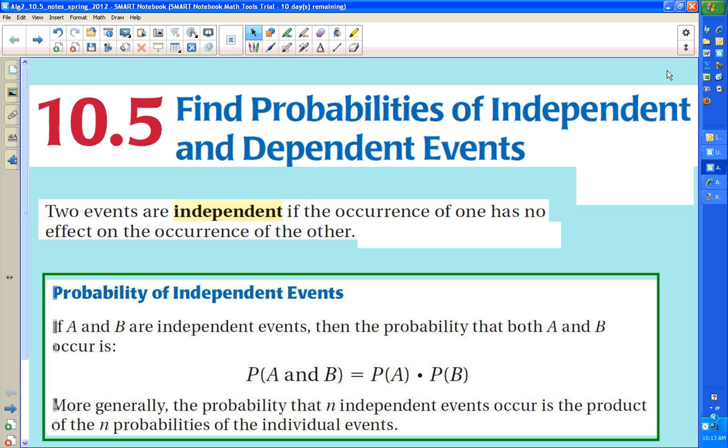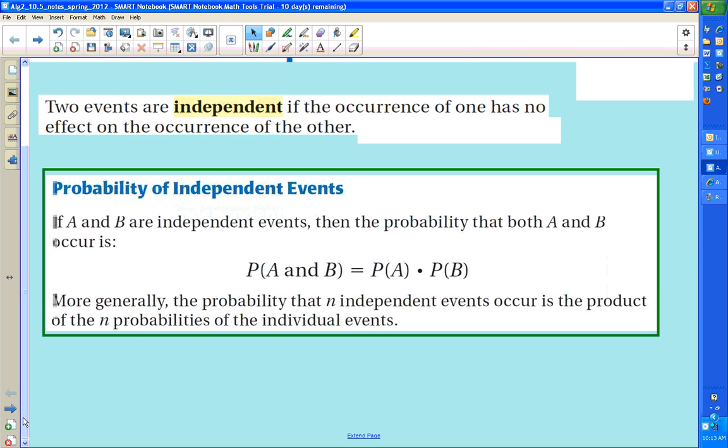So independent events. When I flip the coin, that has no bearing on what happens when I roll the die. The outcome of the coin has no impact on the outcome of the die. That's why we call them independent events. One outcome has no effect on the other.